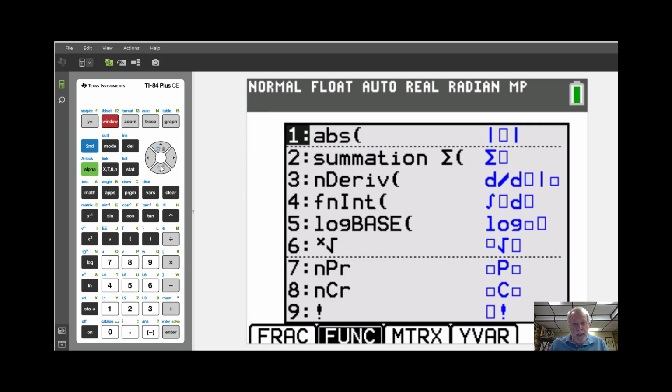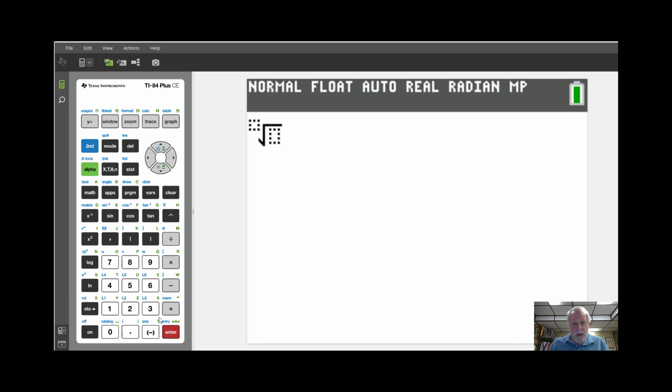Alpha window. The next one is roots other than square roots. So if I want to find the cube root now, let's say of 125, which I happen to know, I can now do that. Okay, so roots other than square roots.